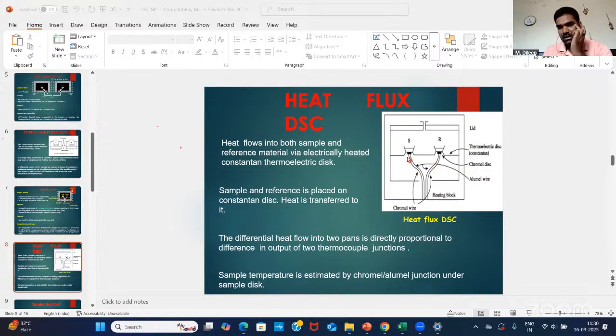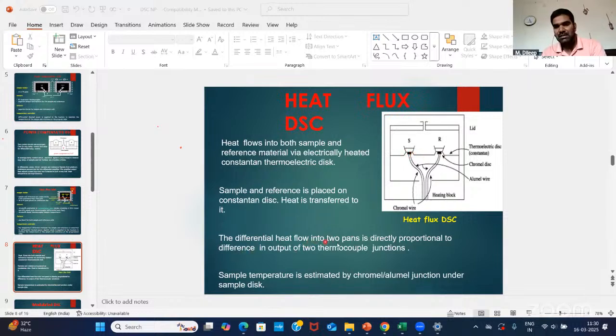There will be heat flow. The thermoelectric disc is there, right? Through this disc, there will be a connection between the sample and reference pan, so that there will be flow of heat from sample to reference, reference to sample. Sample and reference are placed on the constantan disc, and heat is transferred to it.